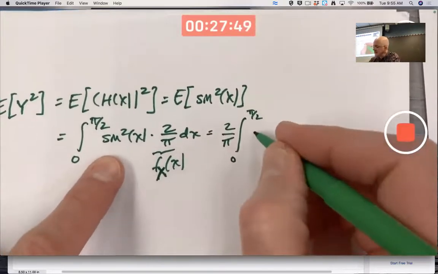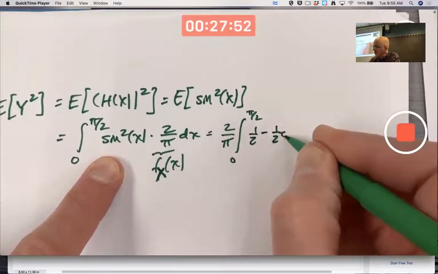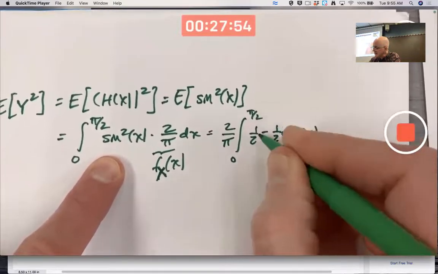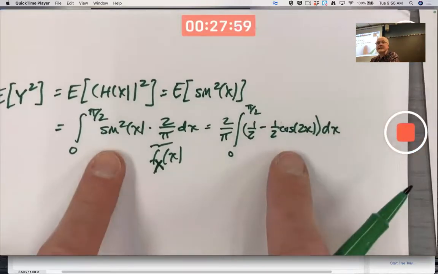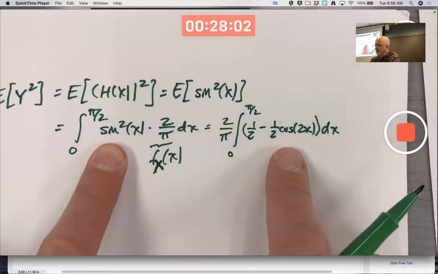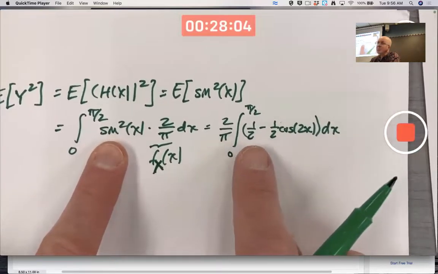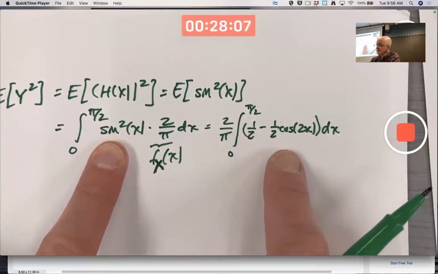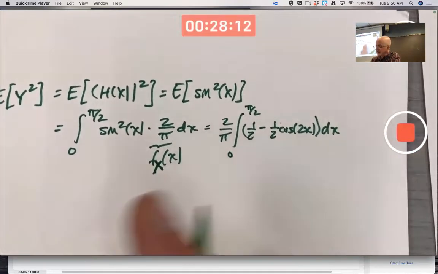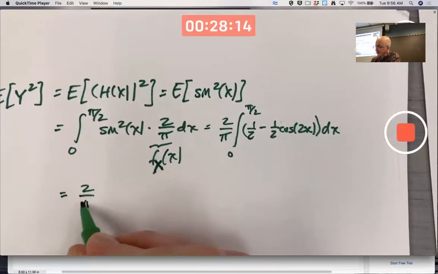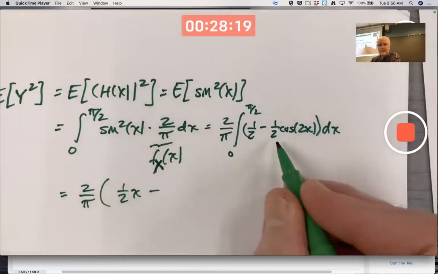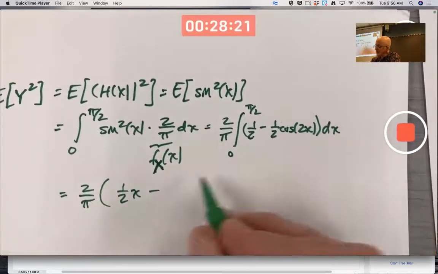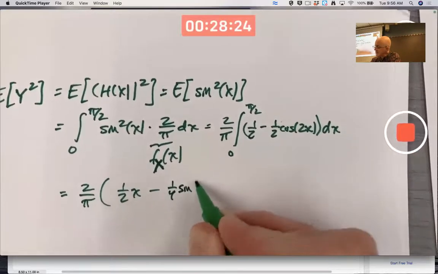Sine squared x is the same as 1/2 minus 1/2 cos 2x. Just a trig identity to say those are equal. If it were cos squared x, by the way, this becomes 1/2 plus 1/2 cos 2x. That's the way I teach my Calc 2 students to do this one, because that's fairly easy to integrate. Integrate 1/2, you get 1/2 x. Integrate minus 1/2 cos 2x, you'll get minus 1/4 sine 2x.